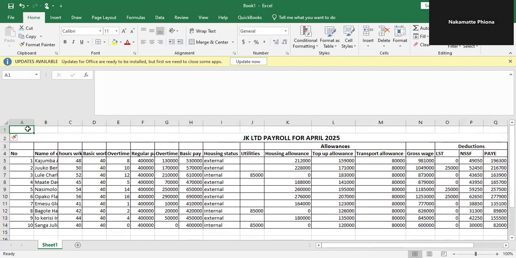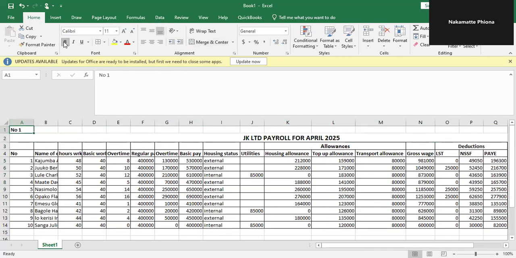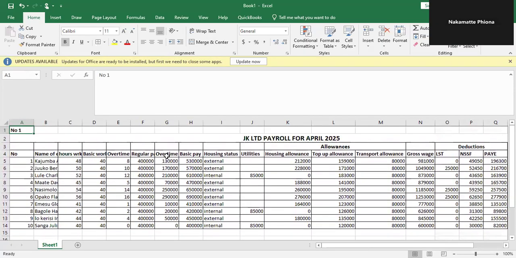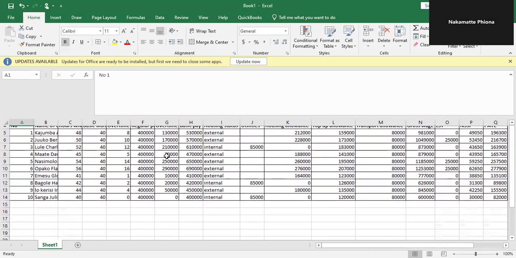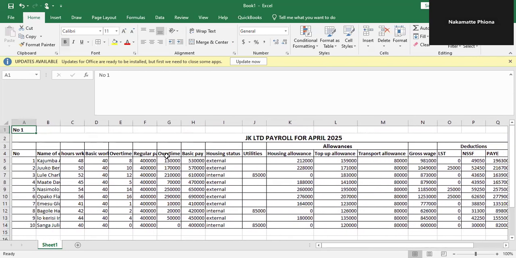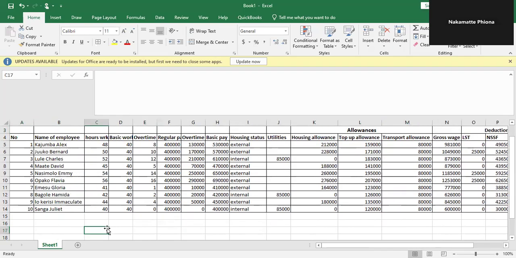And this is question one, my number one. For the payroll for April 2025, is my net pay, total deductions, allowances. I'm done with the number one.